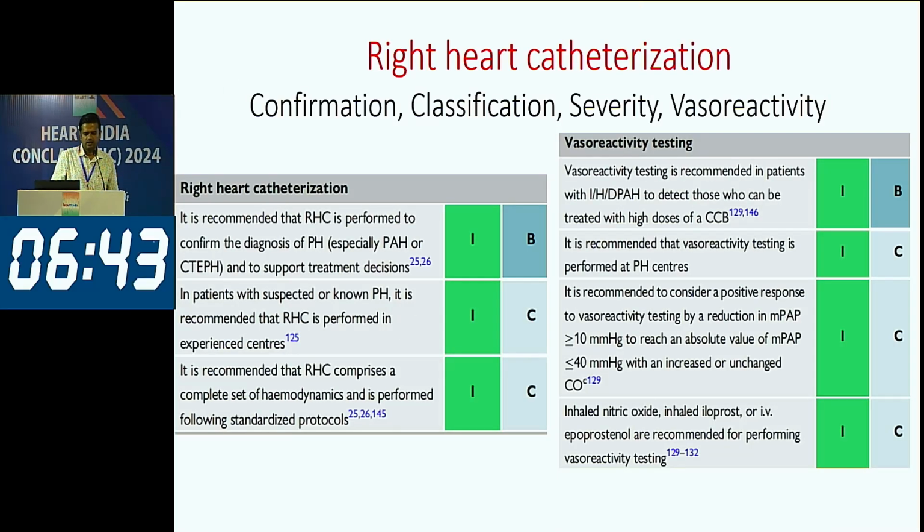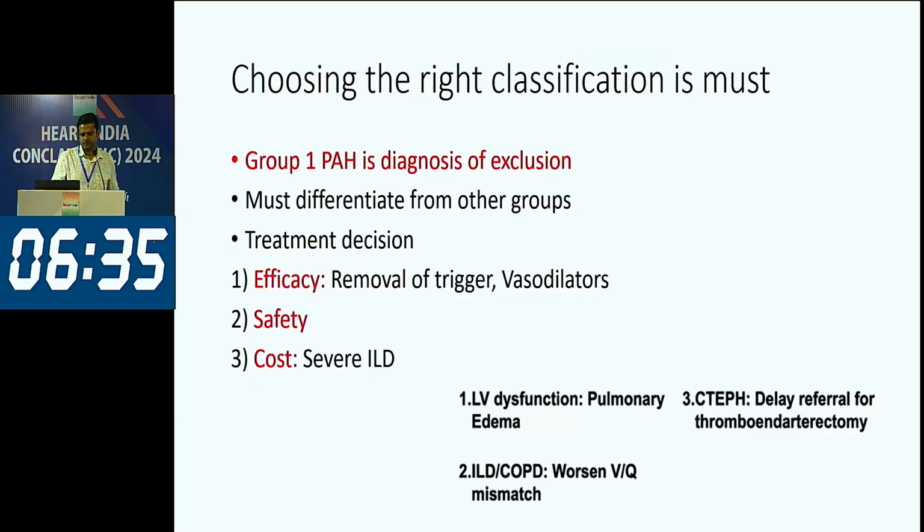So right heart catheterization is required for confirmation of diagnosis, classification, which is very important for therapeutic purpose, severity, and vasoreactivity test. Choosing the right classification is very important. Group 1 is always the diagnosis of exclusion. This is important because if you try to give drugs which are made for group 1 PH, they will cause deterioration of the patient in other groups.